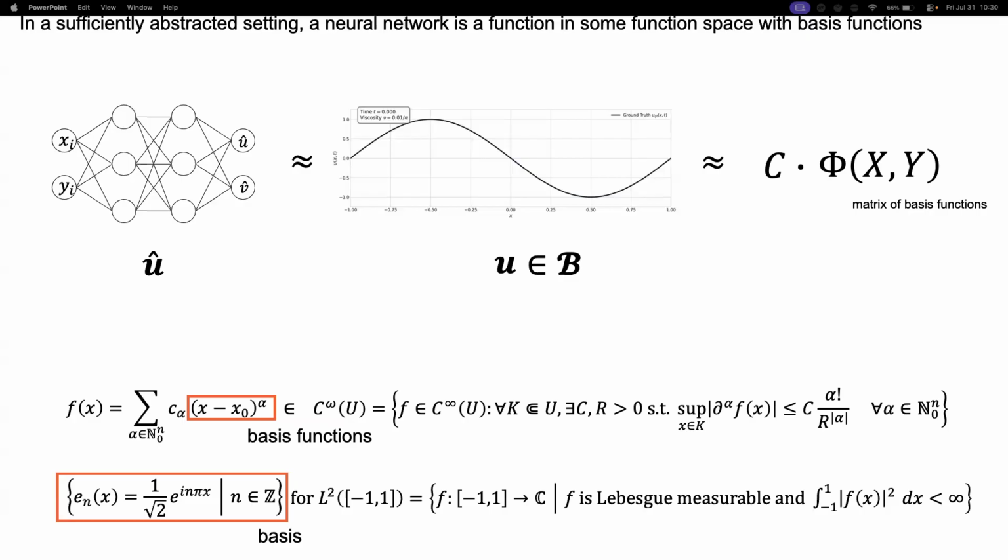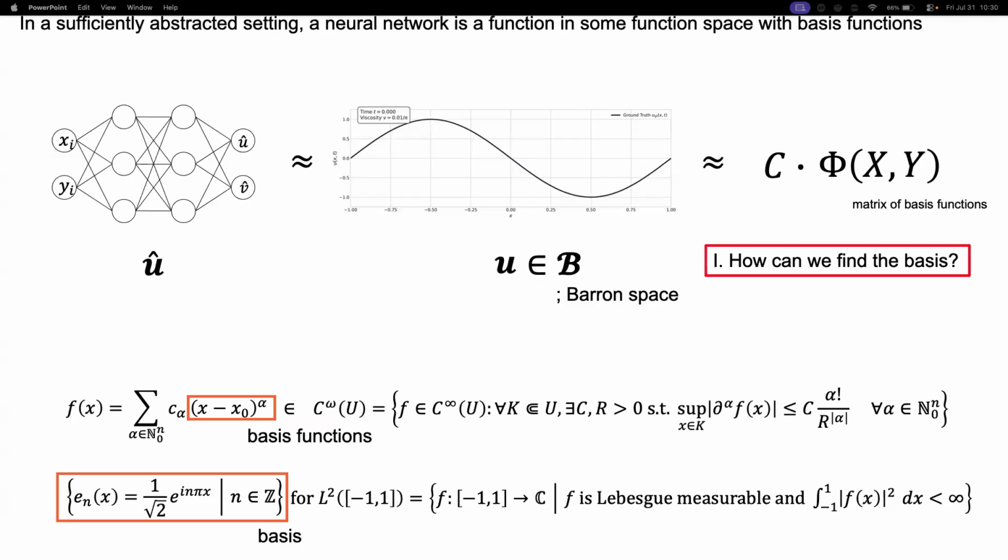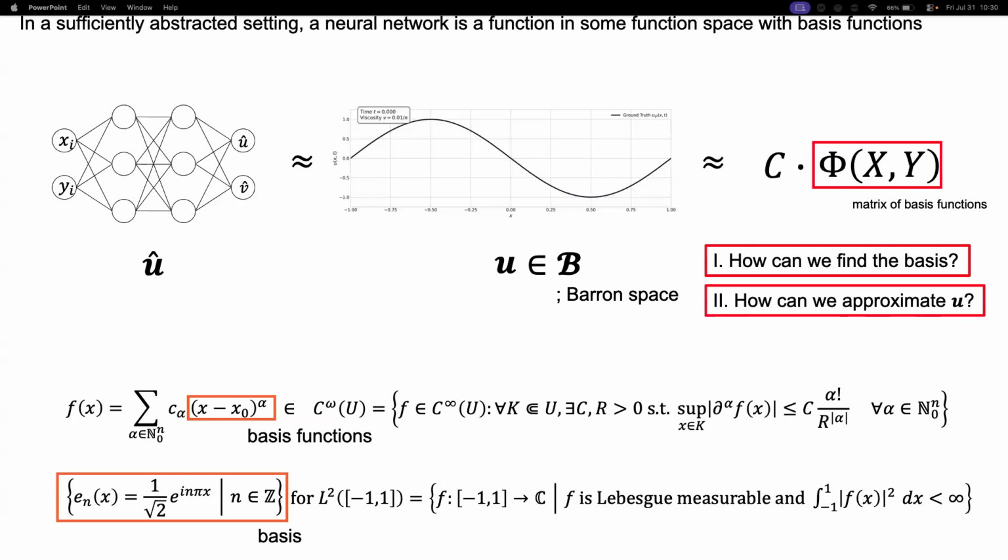So in our setting, we are using the Barron space. And if we assume this kind of structure, then we can always find the basis function. But the natural question arising from this slide is how we find the basis. And the second thing is how can we approximate u?